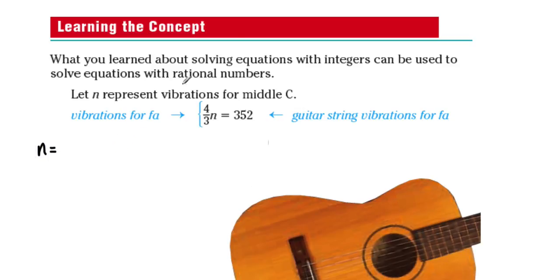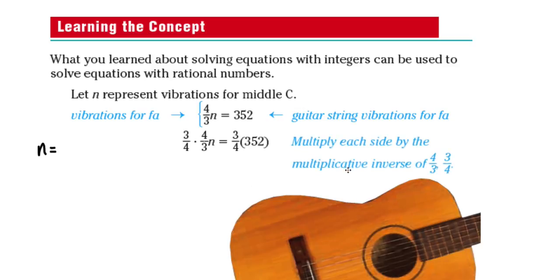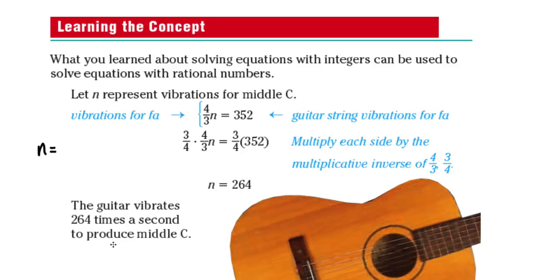So in this case, we multiply both sides by the reciprocal of 4/3 to make the coefficient of n 1. So we multiply both sides by 3/4, the reciprocal of 4/3. Remember, it's an equation, so whatever you do to one side, you need to do to the other side. And then n is now isolated. We now have n is equal to 264. So the guitar vibrates 264 times a second to produce middle C or Do.